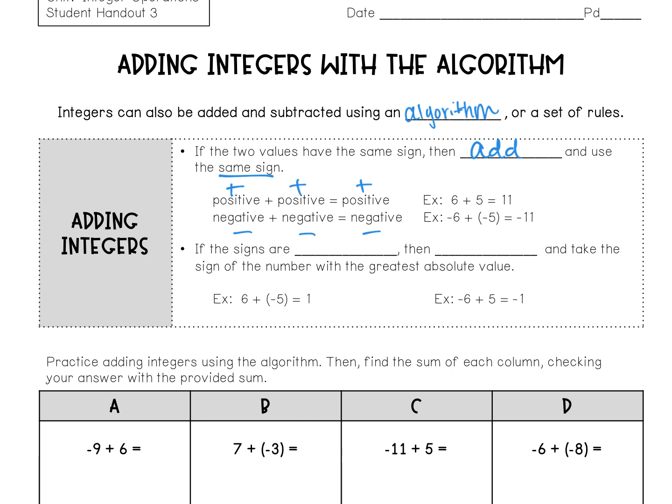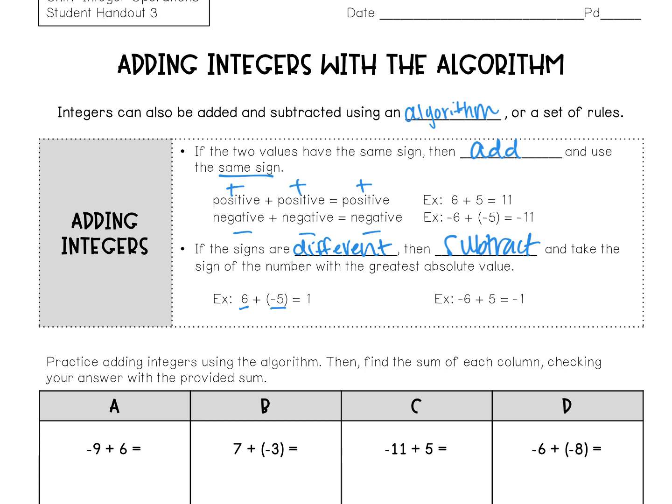Now, if we have integers with different signs, then we're going to subtract and take the sign of the number with the greatest absolute value. So, for example, we have 6 plus negative 5. 6 and negative 5 have different signs. So, we're going to find the difference between 6 and 5. We're going to subtract. 6 minus 5 is 1.